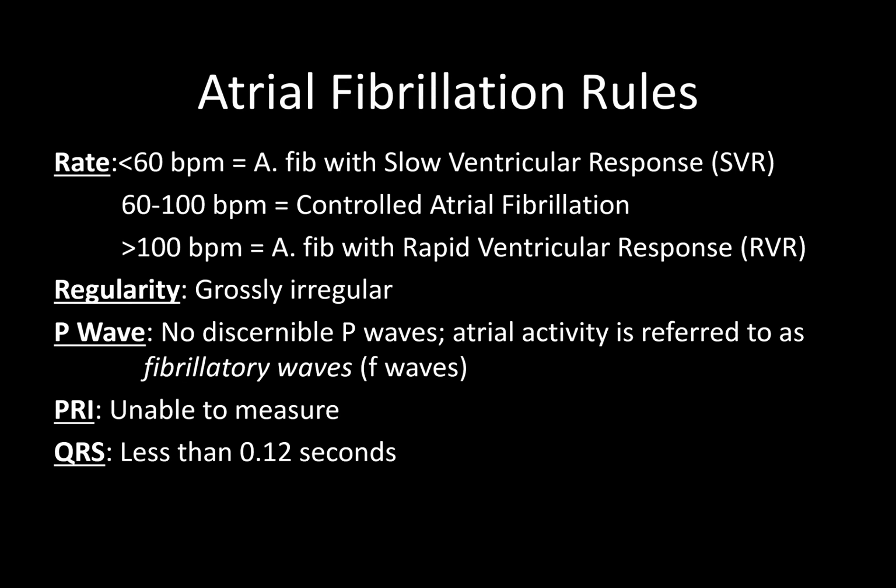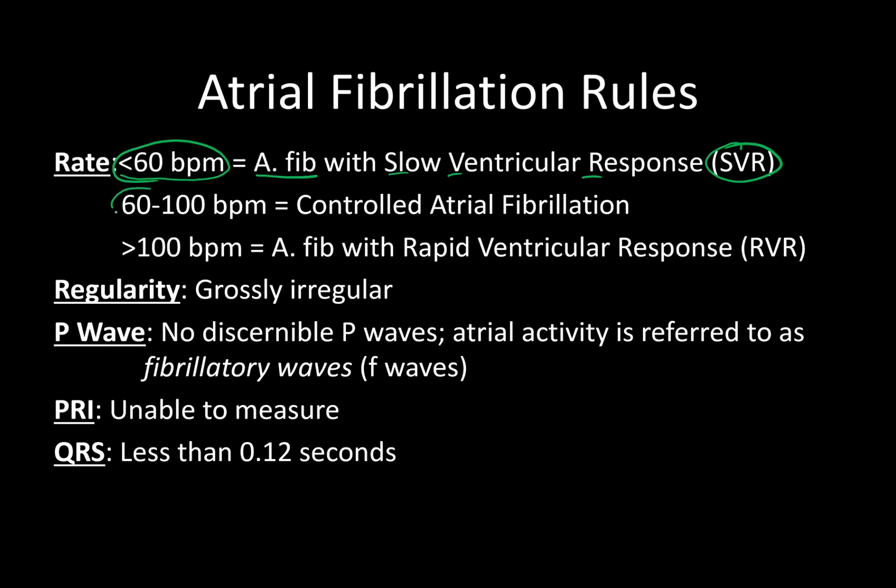So, rules for atrial fibrillation. Well, we, like many other rhythms, use different names based on whatever rate it's traveling at. And so if you're going less than 60 beats per minute, that is AFib with slow ventricular response, or SVR. So there's no such thing as bradycardic AFib. You actually call it atrial fibrillation with SVR.